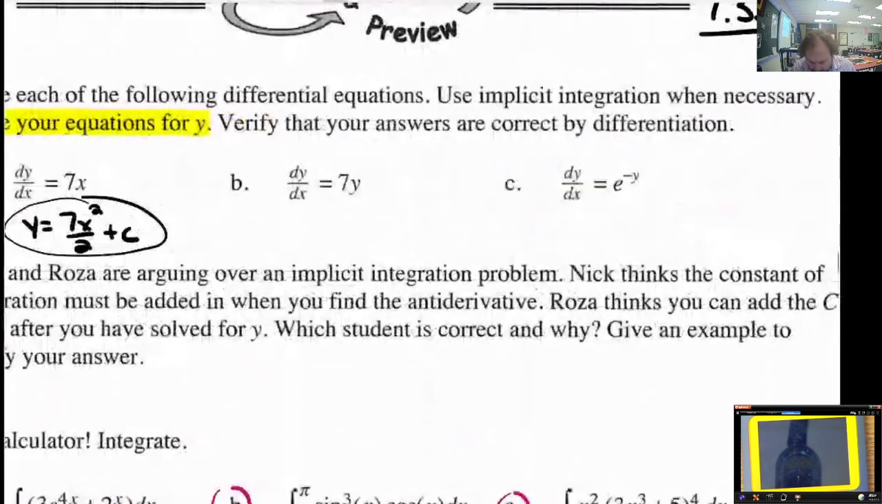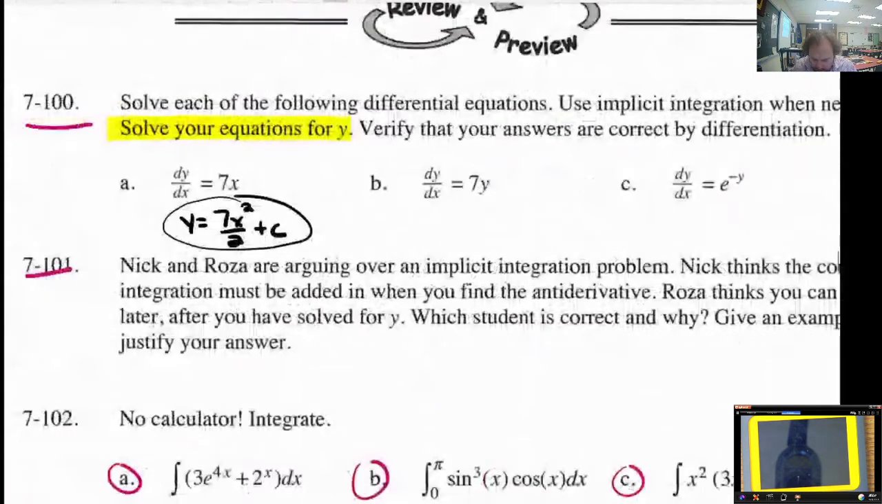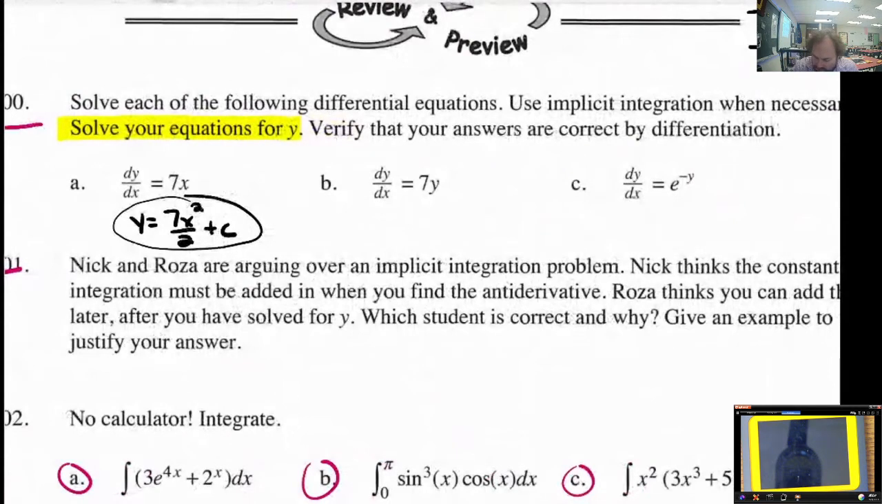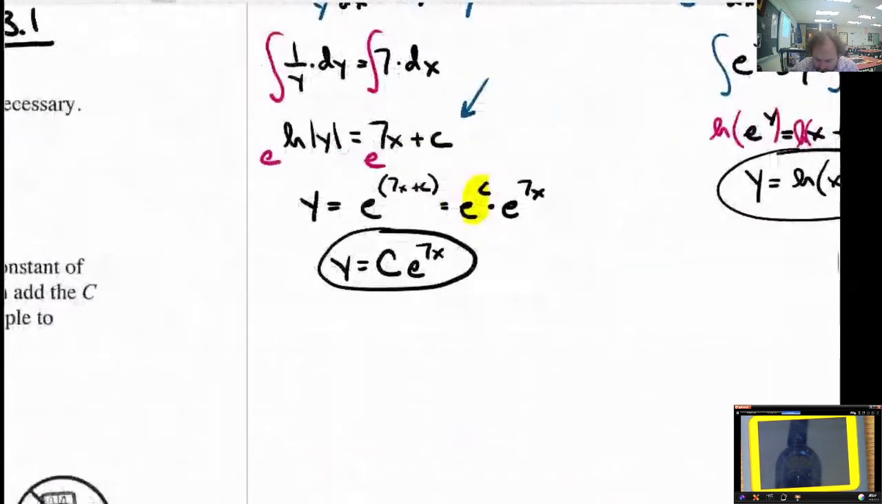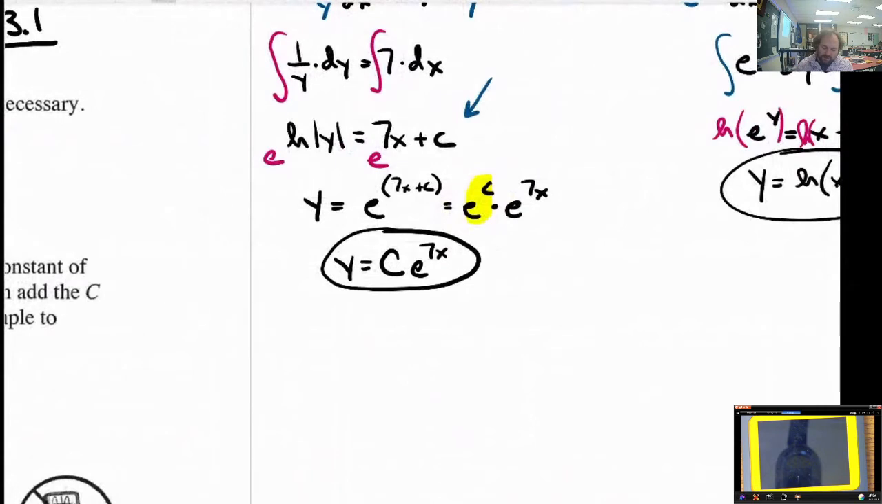Rosa thinks that you can add the c later after you solve for y. Which student is correct and why? So Rosa is saying that instead of doing it this way, we can just leave the c out of the problem. I can erase it, I guess. And then later on, after we've done this, we could do a plus c. So Rosa is thinking it's y equals e to the 7x plus c, like that. I think Rosa is saying we can add that plus c after we've taken the antiderivative, which makes me think that Rosa is not correct.